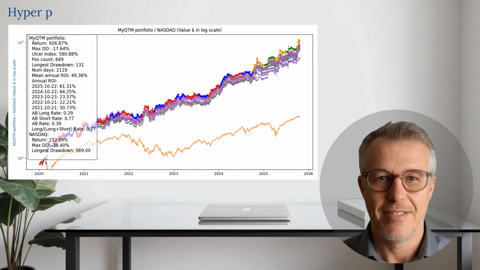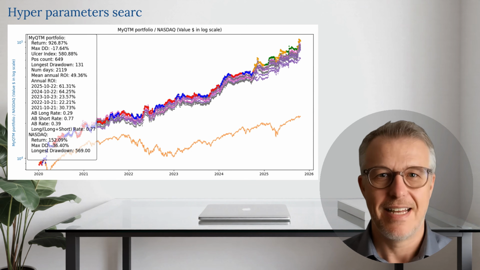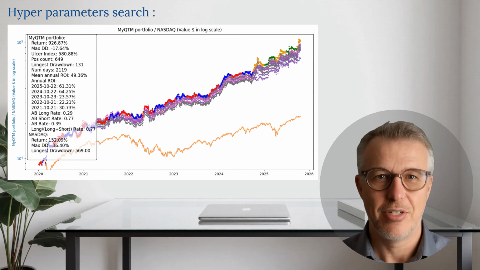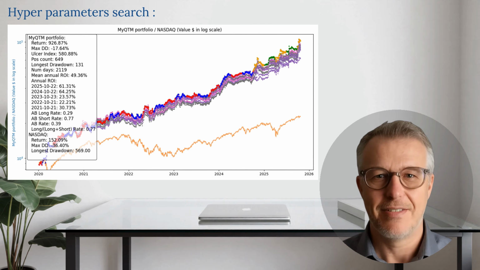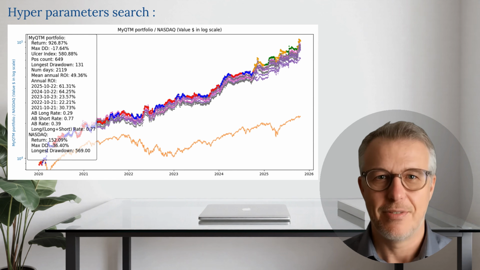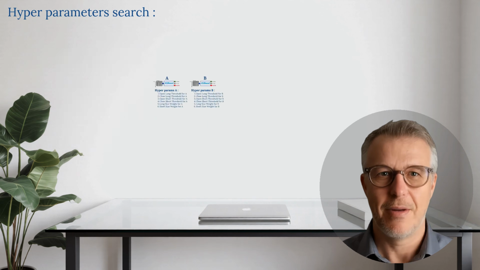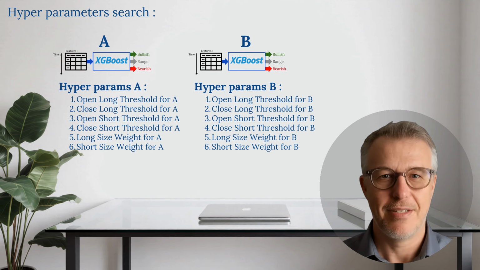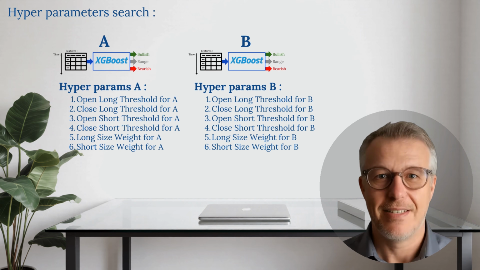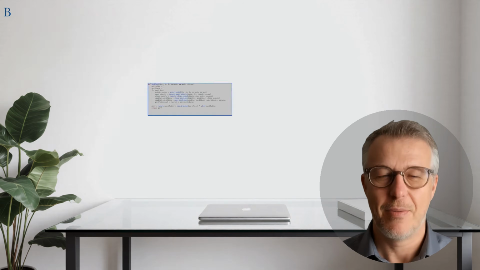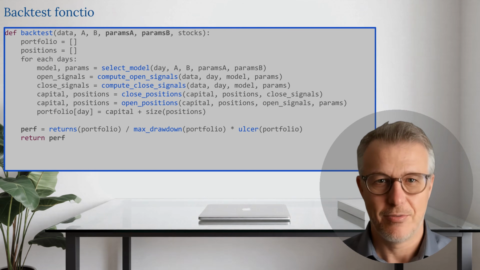Once the model is trained, we need to simulate its behavior over time using an initial capital. As explained earlier, we apply a backtesting approach based on 2 interlaced models, and we search for the optimal hyperparameters for opening, sizing, and closing positions in order to maximize backtest performance. So in total, this gives us 12 parameters to optimize, 6 for each model, since we're using 2 interlaced models, A and B.